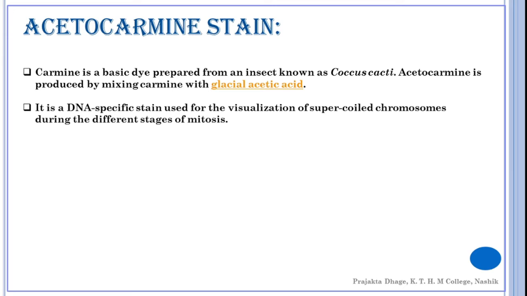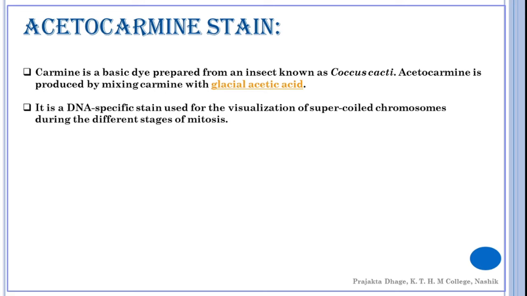Now DNA has specific binding properties with this particular dye. So basically this is a DNA specific stain used for visualization of supercoiled chromosomes during the different stages of mitosis. This is going to selectively stain the DNA or the chromosomes, leaving the cytoplasm unstained. So you can clearly make out the chromosomes over here.